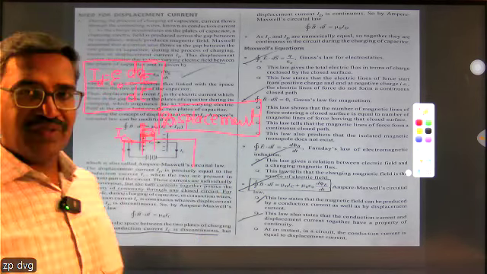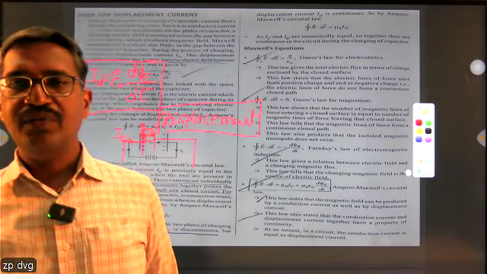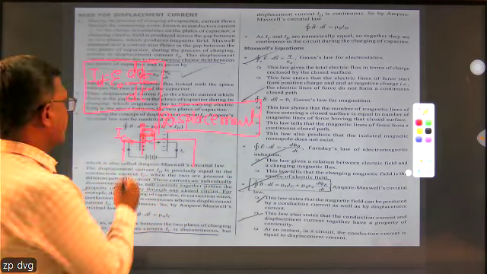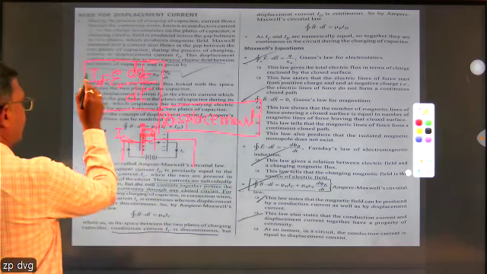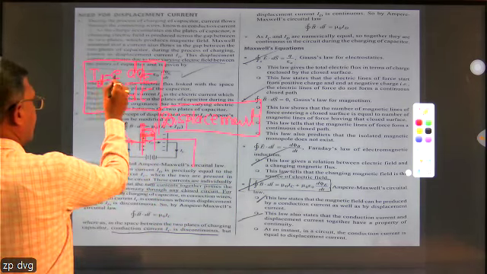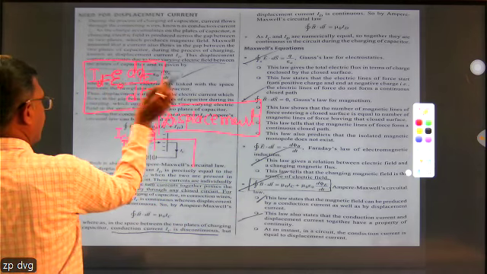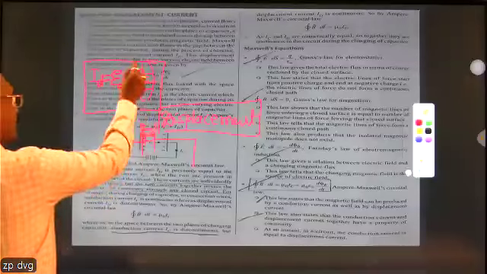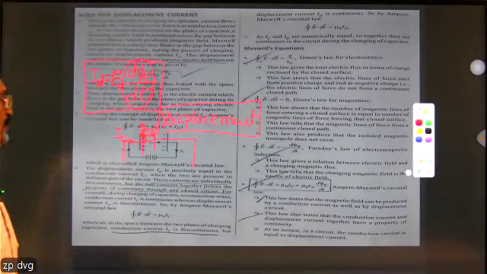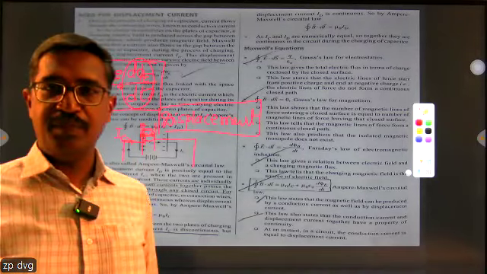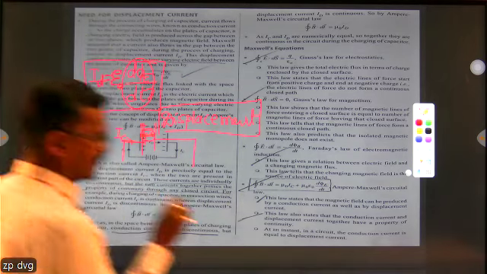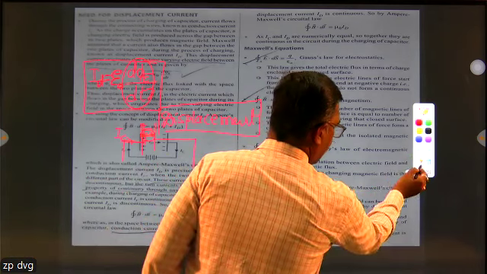So what is displacement current? The current between the plates of a capacitor, which is charged by time varying electric field, is called displacement current. The expression is I_D, D for displacement, is equal to epsilon naught, the permittivity of free space, times d phi E by dt. What is d phi E by dt? Phi E is electric flux. So the time varying electric flux d phi E by dt is called displacement current.